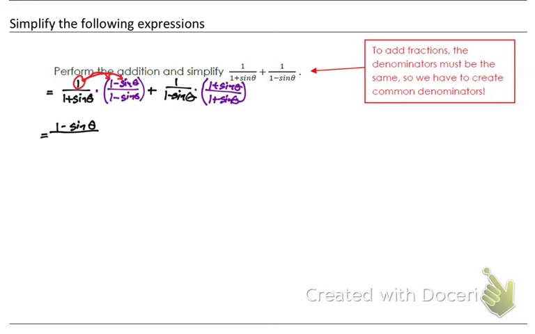Here's something we need to start getting comfortable with. I'm doing this multiplication: 1 plus sine theta times 1 minus sine theta. You could distribute it all, but we need to start realizing that this is a difference of squares, and we can very quickly do these.